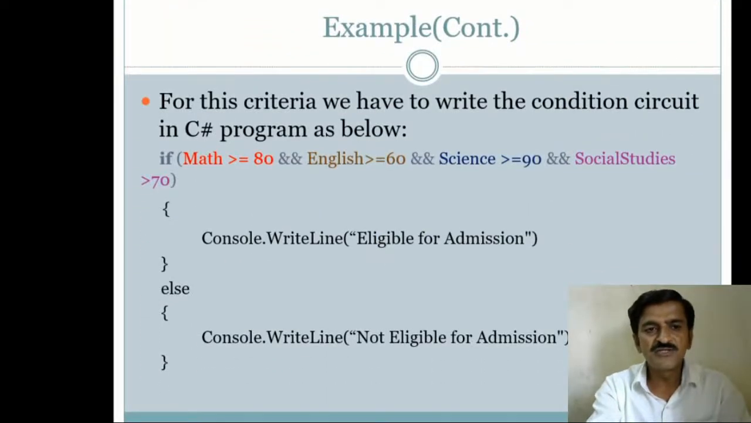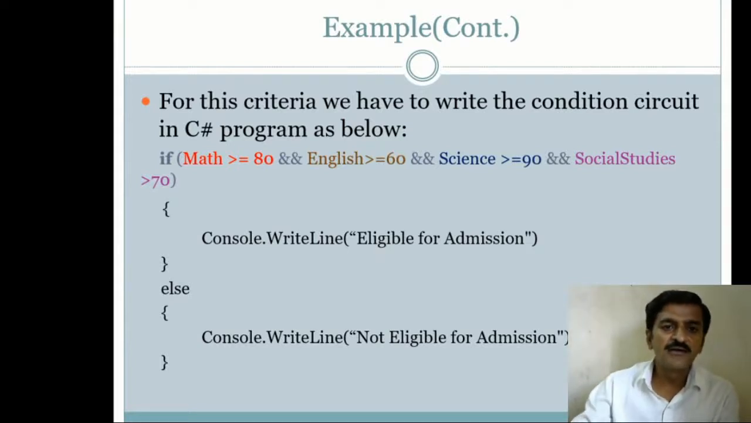To illustrate this condition in a program, how can we write it? How can we write a statement in C sharp for this criteria? We can write like this: if math is greater than or equal to 80 and English is greater than or equal to 60 and science is greater than or equal to 90 and social studies is greater than or equal to 70. So what will happen in this condition? If the math mark is greater than 80, then it checks whether the English mark is greater than 60 or not. Then it checks whether the science mark is greater than 90.